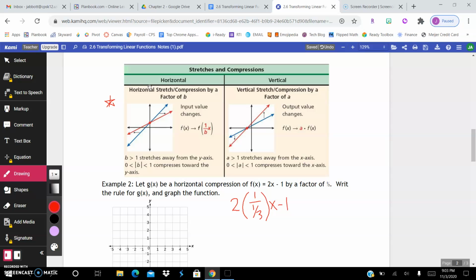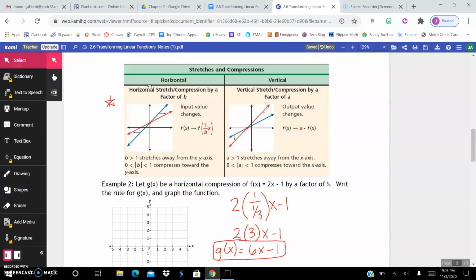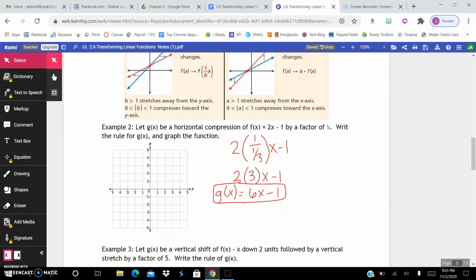1 divided by 1/3, so that's division with fractions. Keep, change, flip. Keep your 1, change to multiplication, and flip the 1/3. So that would become 3 over 1, which is 3. So you would have 1 times 3. So this is really 2 times (3x minus 1). And then 2 times 3 is 6, so 6x minus 1. And our new function is called g of x, so we have to have that out front. So that would be our function, and then we have to graph that.